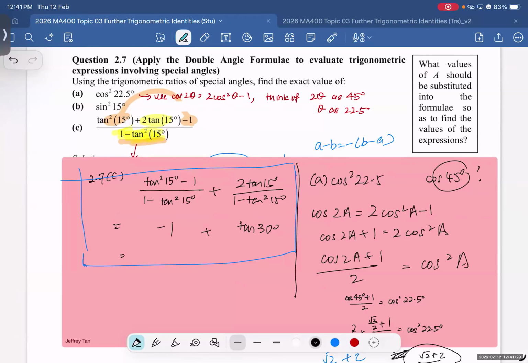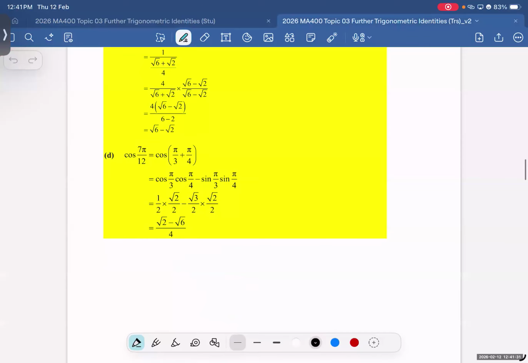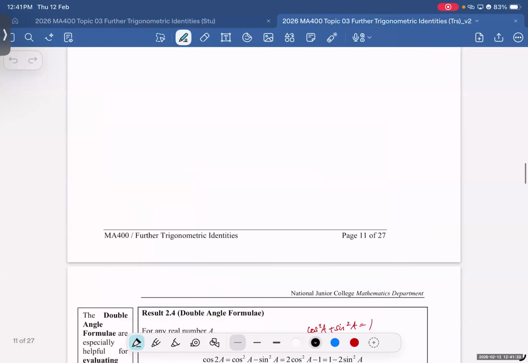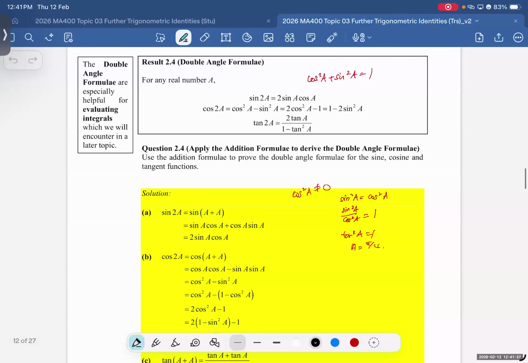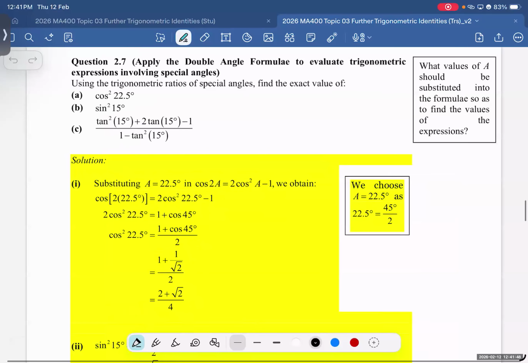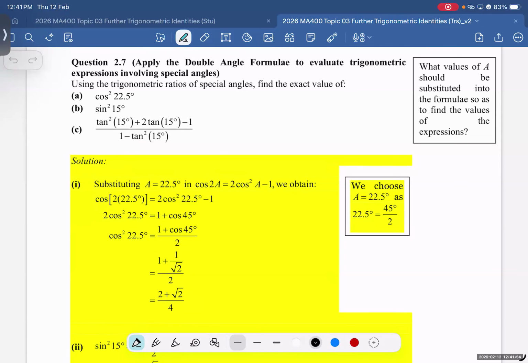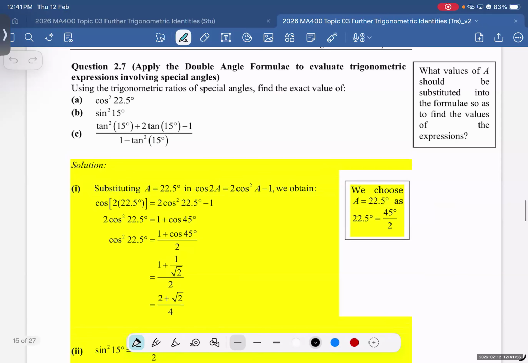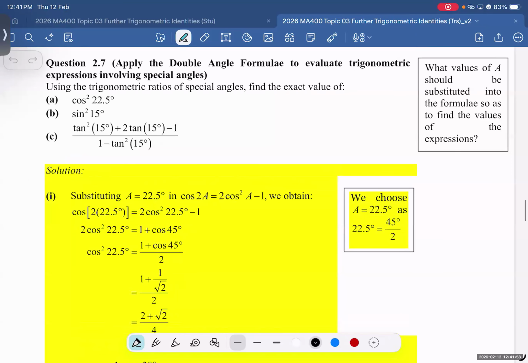Topic 3. Which one? Is it the one where you convert into like 1 minus cosine square? Yes. Okay, so I guess that's about it. I will go to question 2.8.